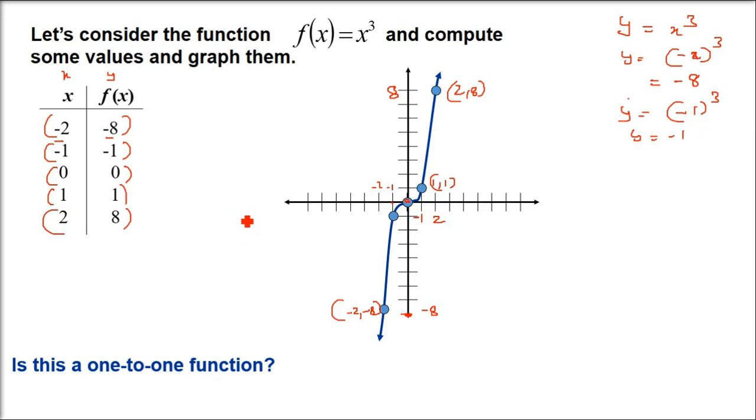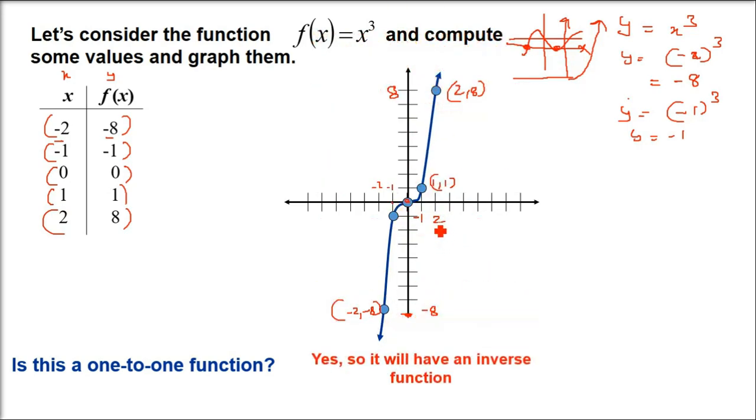Now let us come to the inverse. First we have to check whether it is one-to-one or not. We will do the horizontal line test. Horizontal line test is simply a horizontal line we pass through the function vertically. And if it intersects at more than one point, then this is not a one-to-one function. If it is intersecting only at one point all the time, that means this is a one-to-one function. We can now talk about inverse. This is the horizontal line test.